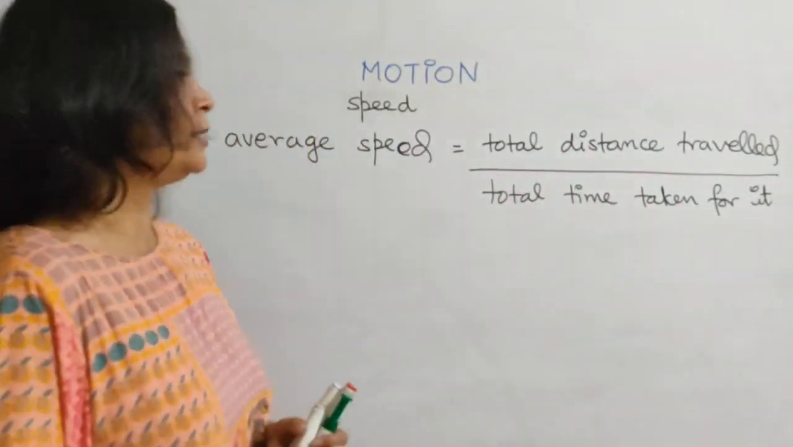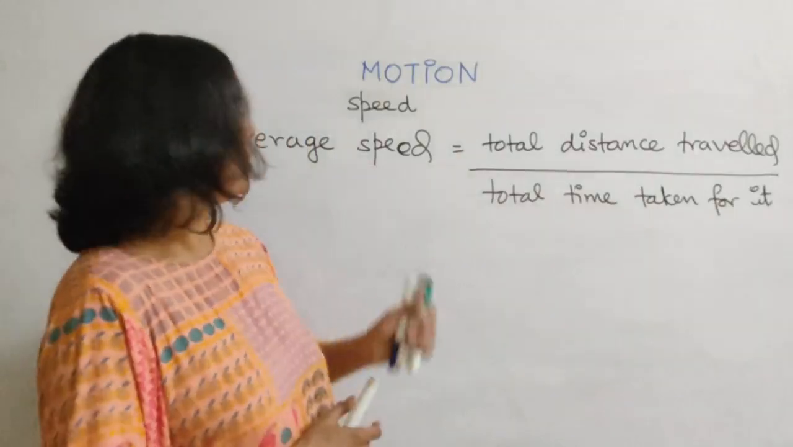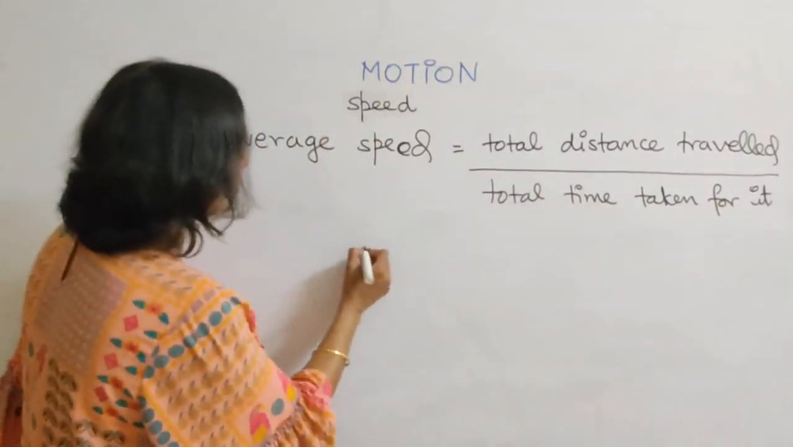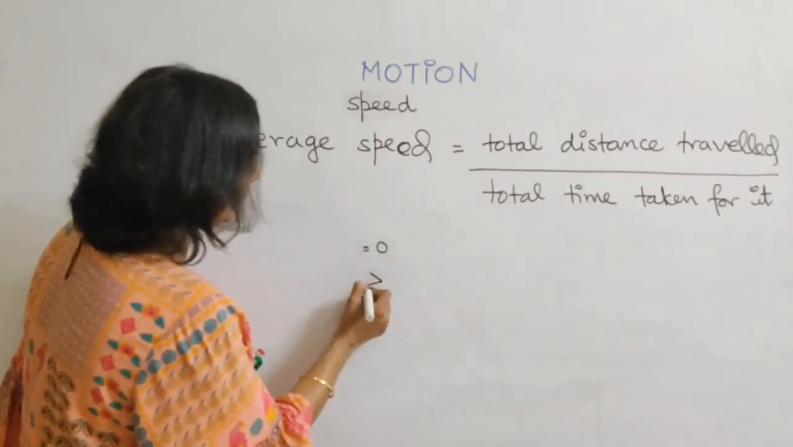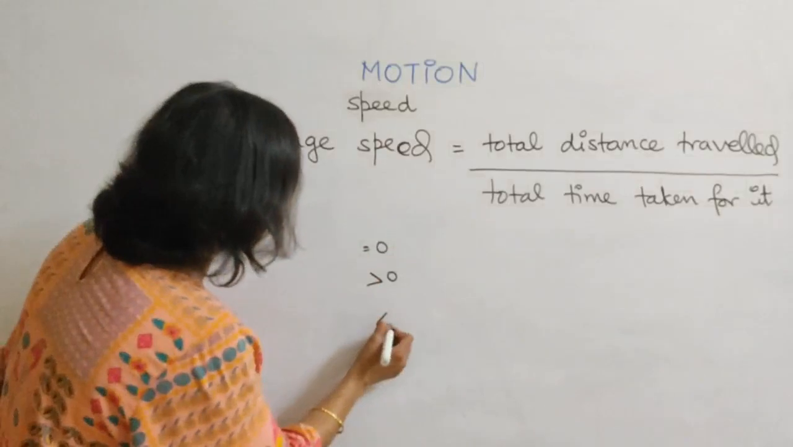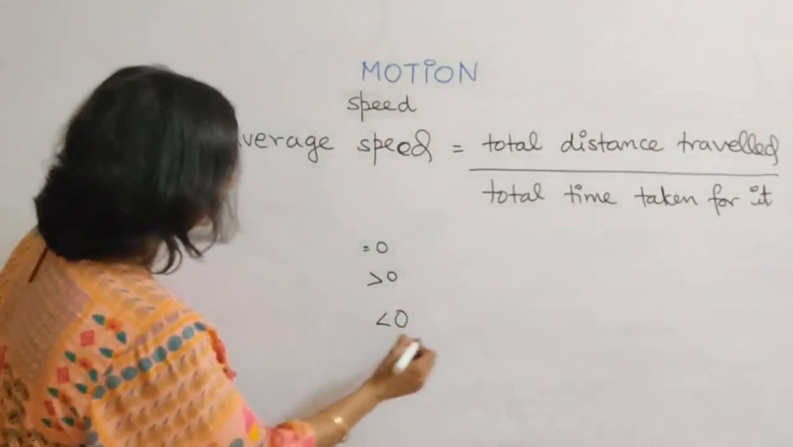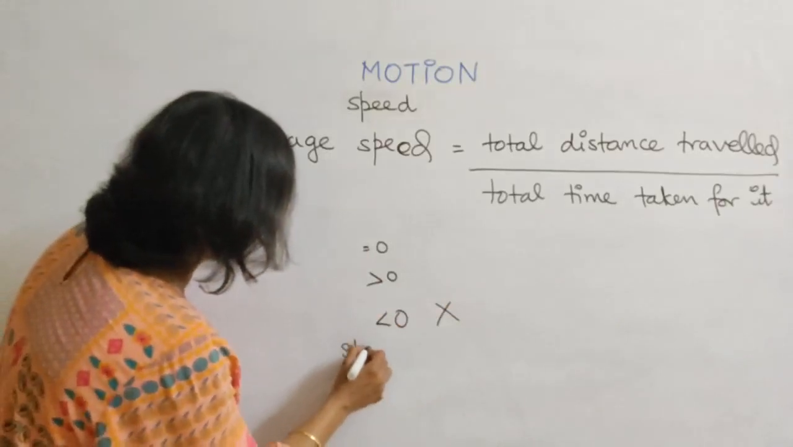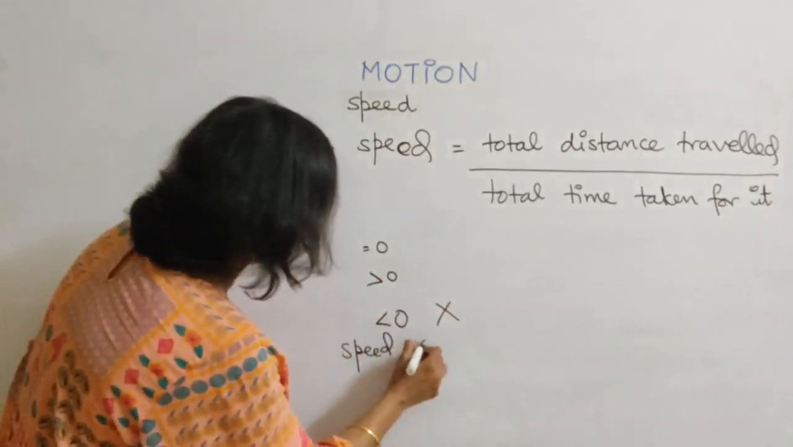Okay? And let us remember one thing. Speed is a scalar quantity. So it can be either equal to 0 or greater than 0. It will never be less than 0. Speed will never be negative.